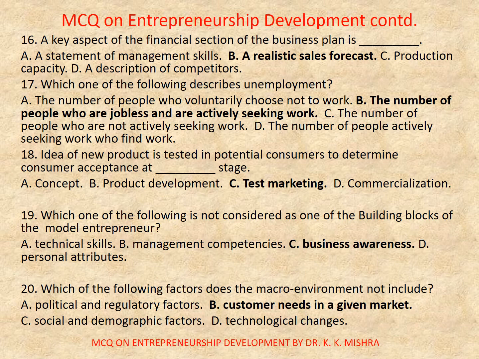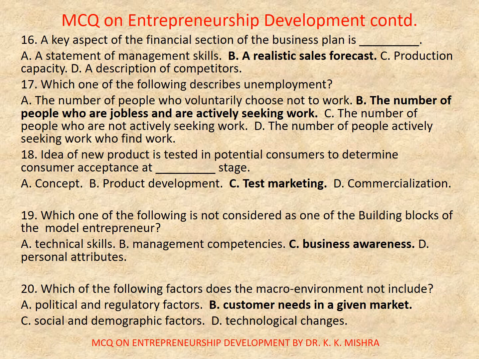Question number 17. Which of the following describes unemployment? A. The number of people who voluntarily choose not to work. B. The number of people who are jobless and are actively seeking work. C. The number of people who are not actively seeking work. D. The number of people actively seeking work who find work. Correct option is B, the number of people who are jobless and are actively seeking work.